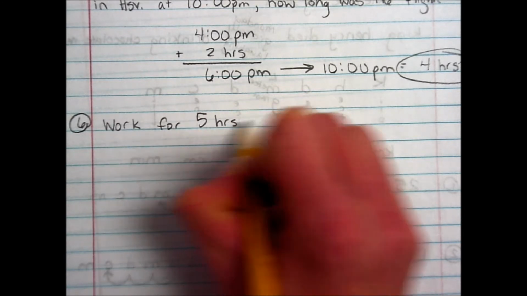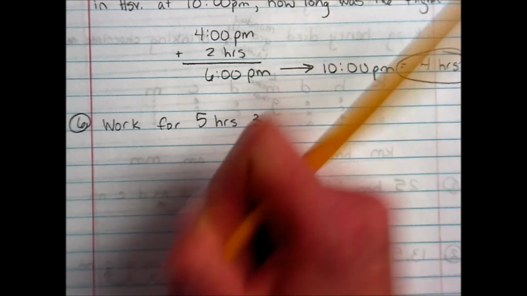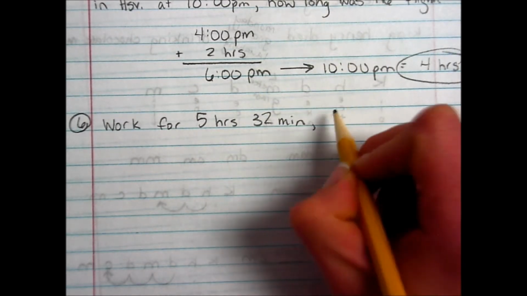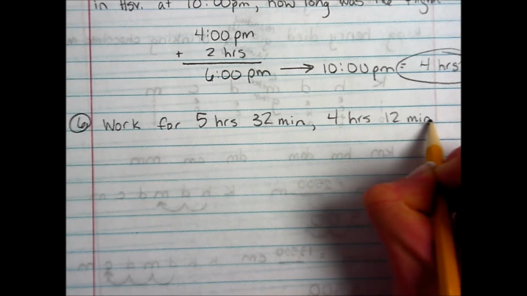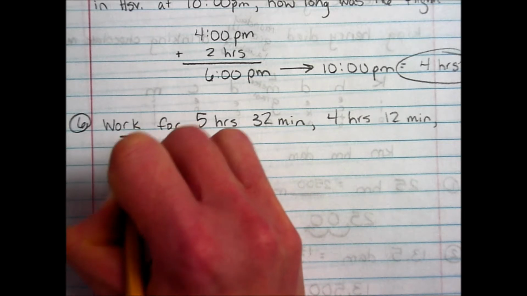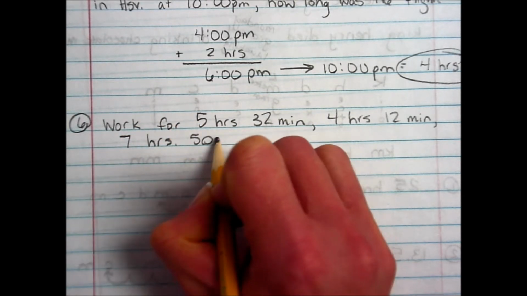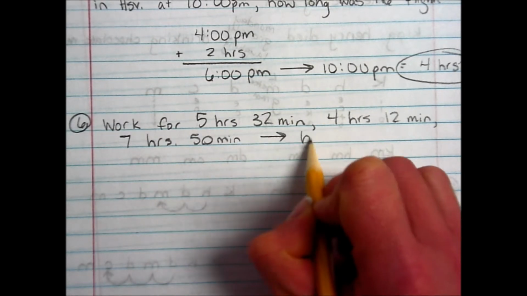So let's pretend this girl was at work one day, and the first day she worked for 5 hours and 32 minutes. And then on the second day, she worked 4 hours and 12 minutes. And then on the third day, she worked for 7 hours and 50 minutes. So the question is, how much did she work in all?